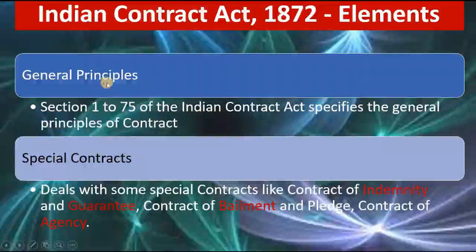And again, general principles and special contracts. So here the Indian Contract Act has two parts. The first one, general principles, and the second one, special contracts. Sections 1 to 75 of the Indian Contract Act specify the general principles of contract, which are applicable to all the contracts.